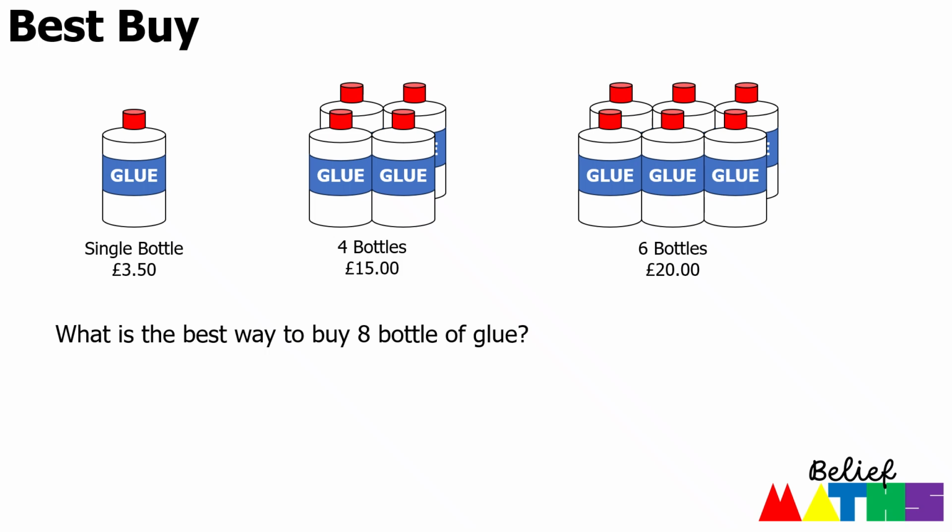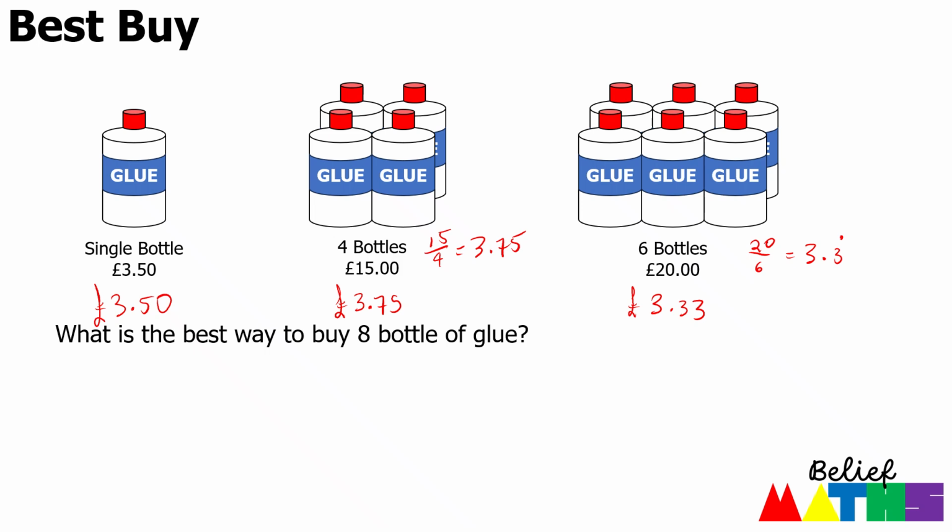So for the single bottle, we already have the unit price, which is £3.50. For the 4 bottles, we're going to do £15 divided by 4, and that gives us £3.75. So this is £3.75 per bottle. And then the last one is 20 divided by 6, which is 3.3 recurring. So therefore in money is £3.33 per bottle. So we can see the best value for money is obviously the 6 bottles, followed by the single bottle, then by the 4 bottles. Now we're going to use this then to decide how do we buy our 8 bottles.